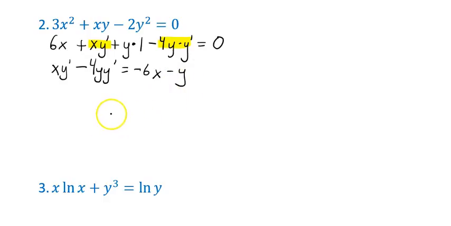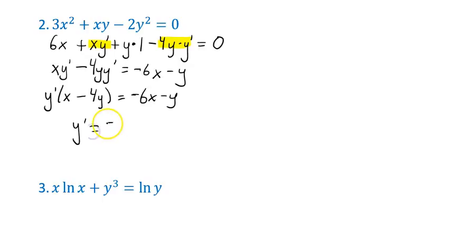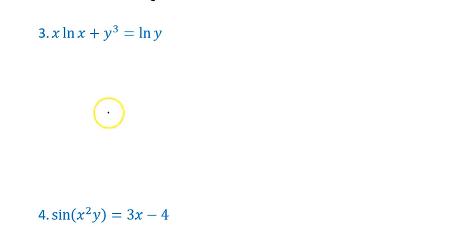And we're in a situation that's similar to last time. I have y prime in both of these pieces, so I'm going to factor it out. It's going to leave me with x minus 4y. And then I'm going to divide. So y prime is going to be negative 6x minus y over x minus 4y. Okay, example 3, we start to mix in some of our other rules.